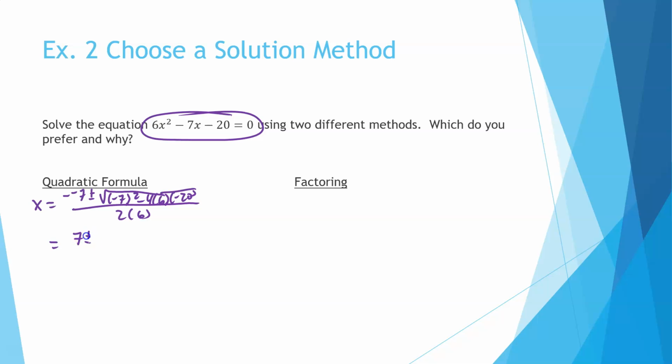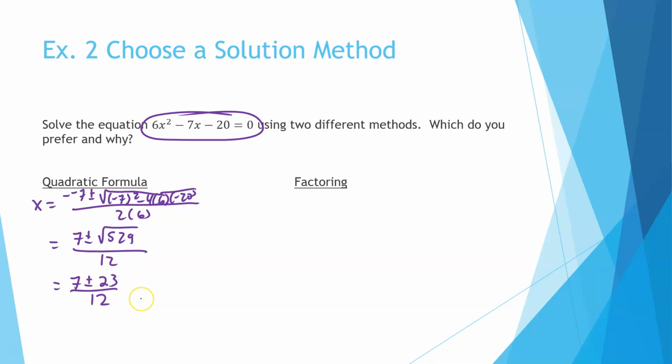That gives me 7 plus or minus the square root of 529 all over 12. Now this time, I do want to show this. 529 is a perfect square. It's actually 23. If I take the square root of 529, I get 23 over 12.